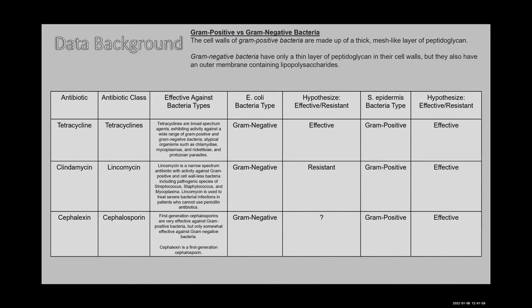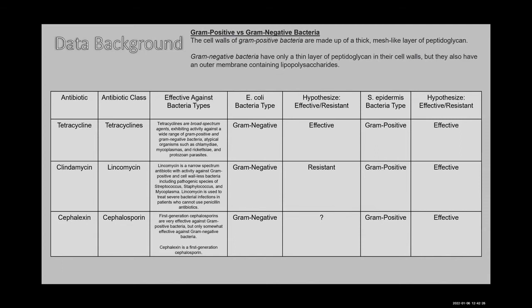So we have gram-positive and gram-negative bacteria. The cell walls of gram-positive bacteria are made up of a thick, mesh-like layer of peptidoglycan. Gram-negative bacteria have only a thin layer of peptidoglycan in their cell walls, but they also have an outer membrane containing lipopolysaccharides. So having a look here at the antibiotics we've chosen, the classes to which they belong, and the types of bacteria against which they are effective, we can come up with some hypotheses.